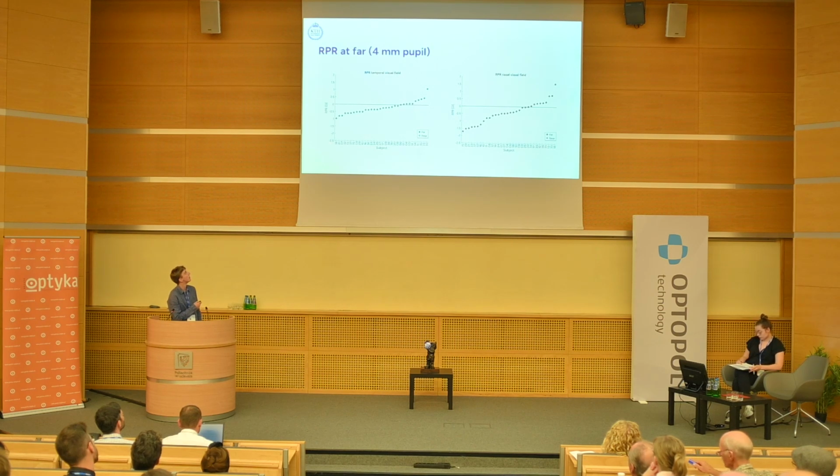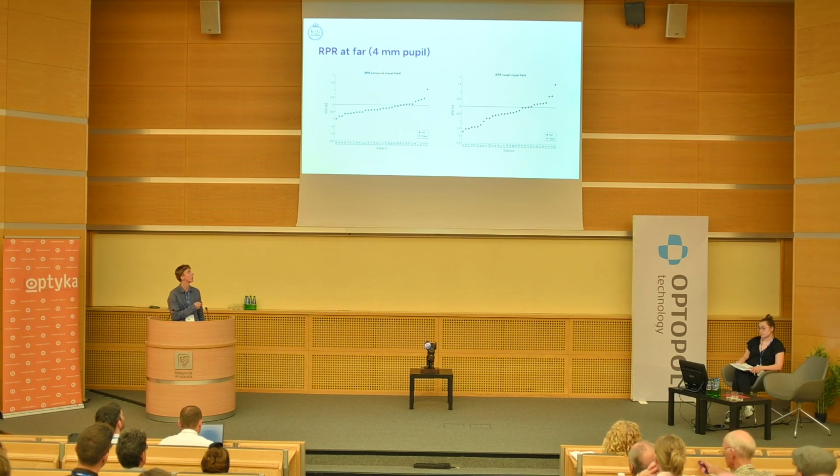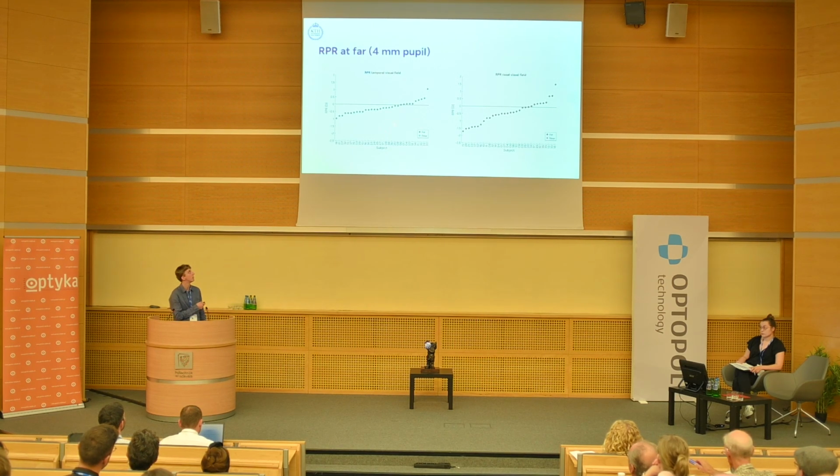On the y-axis we have RPR, with positive RPR above the line and negative RPR beneath the line, so myopic RPR over here, positive over here. You see most kids have negative relative peripheral refraction, both nasally and temporally, when they look at far in the baseline measurements. These are scaled to 4 millimeter pupils, I should say.